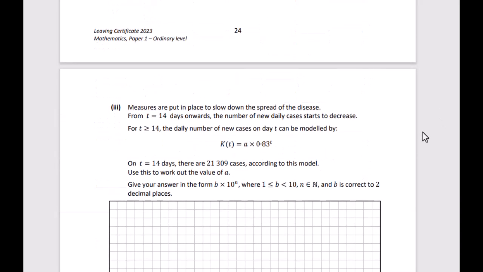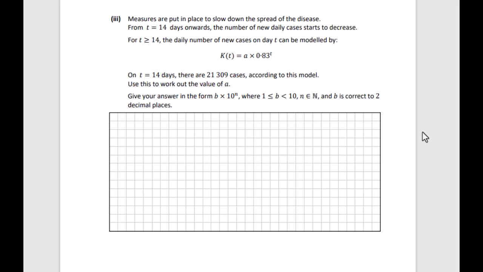That's it. Next question. Measures are put in place to slow down the speed of the disease from t is equal to 14 days onwards. The number of new daily cases start to decrease. For t greater than or equal to 14, the number of new cases on each day t can be modeled by a times 0.83 to the power of t. On t is equal to 14 days, there were 21,309 cases according to this model. Use this to work out the value of a.